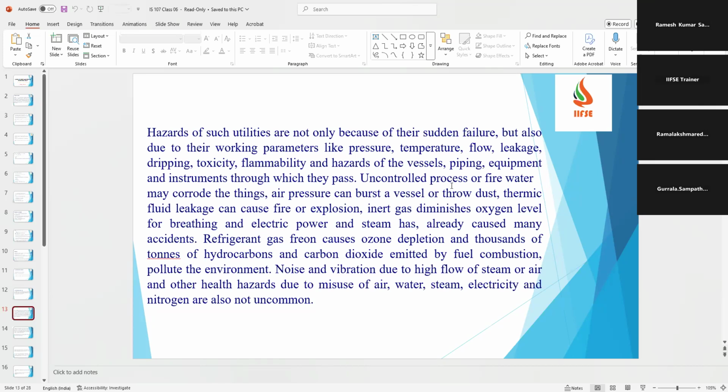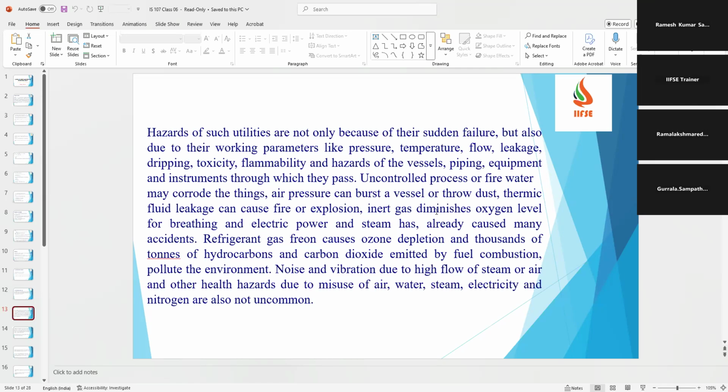So uncontrolled processes or firewater can corrode the things, in the sense the vessels or the pipelines or fittings. And air pressure can burst the vessels. The pressure of the vessels can burst or throw dust. Sometimes the pressure can also throw dust, fumes, etc. Thermic fluid leakage can cause fire. When you say thermic fluids, hot fluids can cause a fire or explosion.